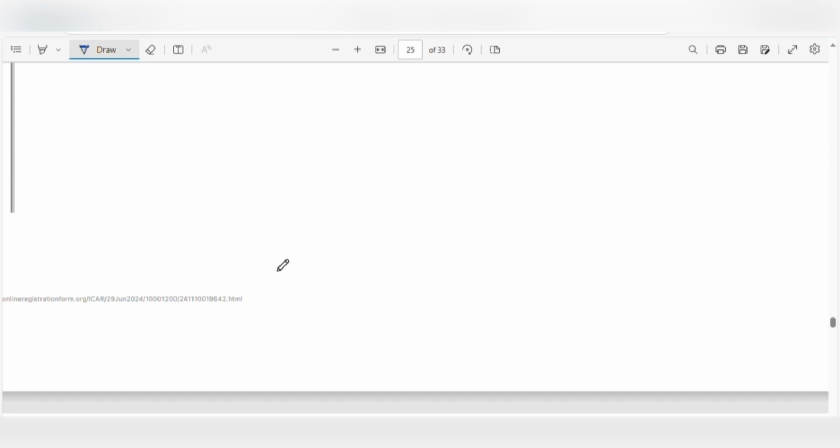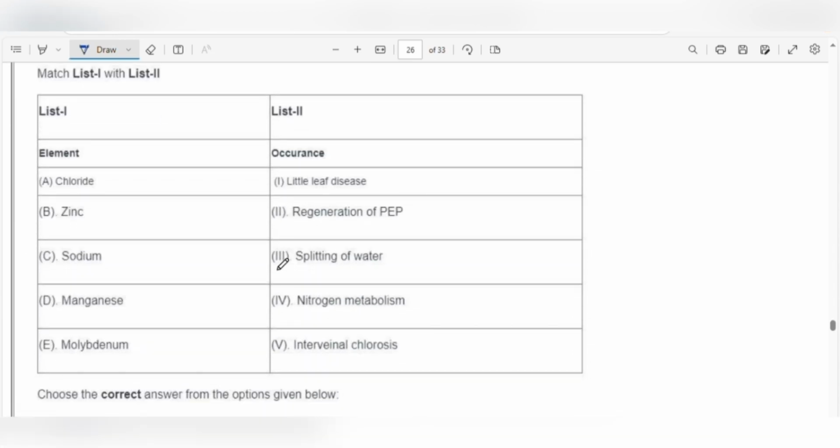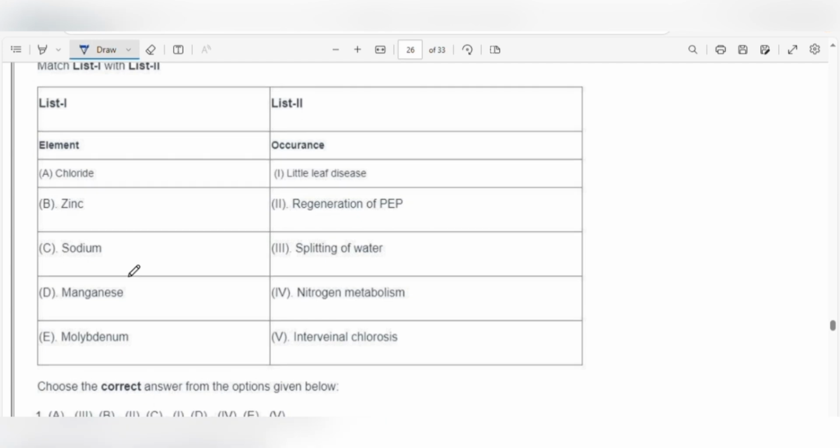Let's move on. Alright, another match the following question from mineral nutrition. Here you can see the elements in the left hand side column with their functions in the right hand side column. Even if you don't know all the elements or cannot remember perfectly each and every element and their function, there is nothing to worry about. Since this is a match the following question, you can make out the answer from say 2 or 3 options. So let's see if we can do it in the same way.